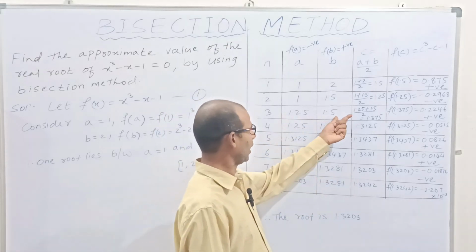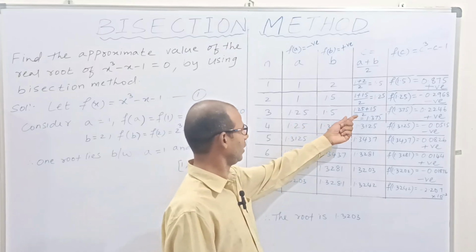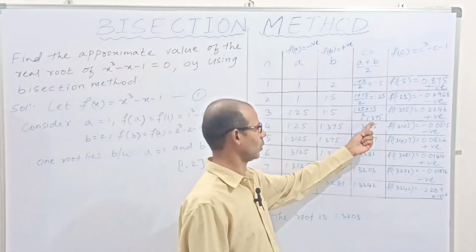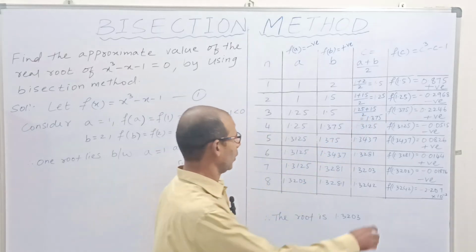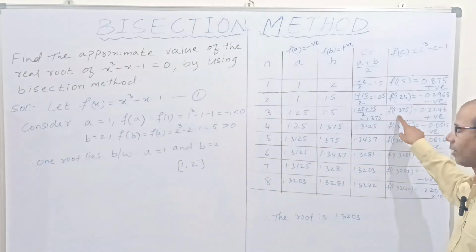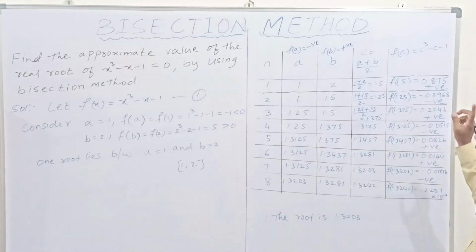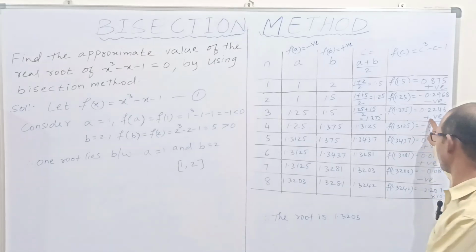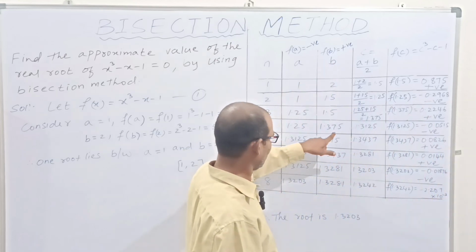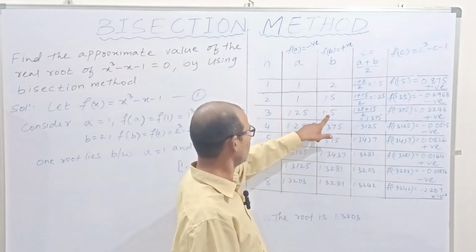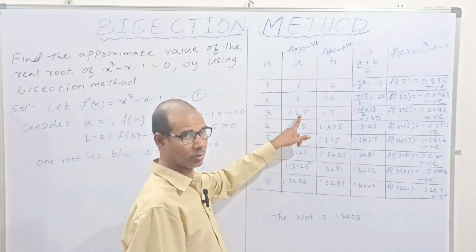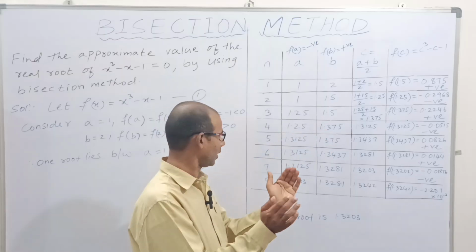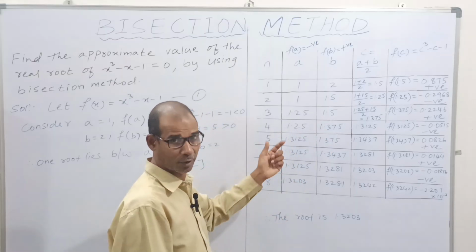Now, similarly, again finding C for these two values of A and B. So that is 1.25 plus 1.5 by 2, which equals 1.375. The function value at 1.375 is 0.2246. So that is positive. Once we get positive, we have to replace the B value. So we replace 1.5 with 1.375. This A will remain as it is. So this is changed.